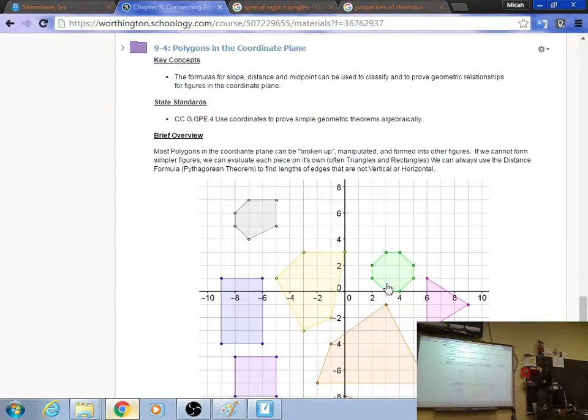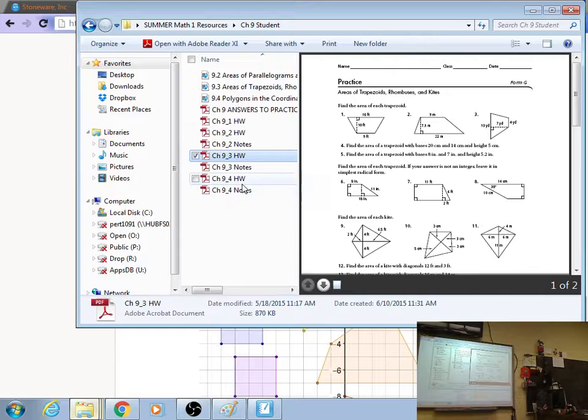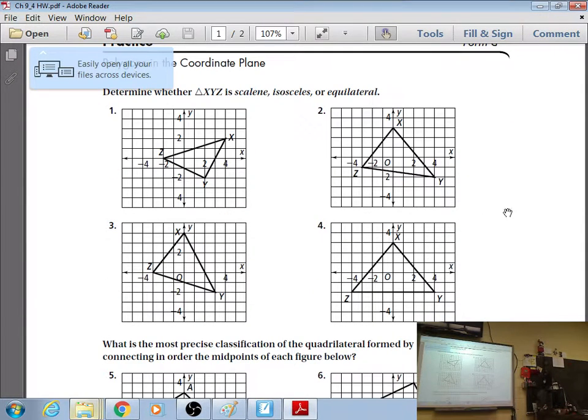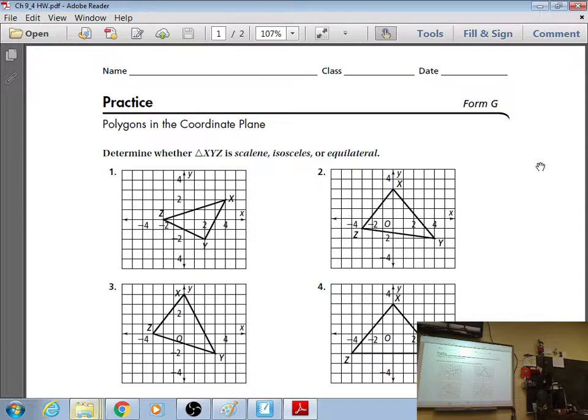Polygons in the coordinate plane. Questions on 9.4? If I pull up the homework, determining what. So what's the difference between scalene, isosceles, and equilateral? And I will show you something here that might blow your mind.